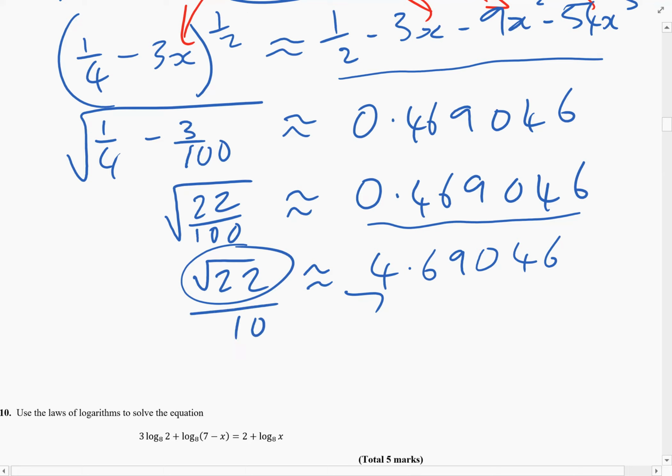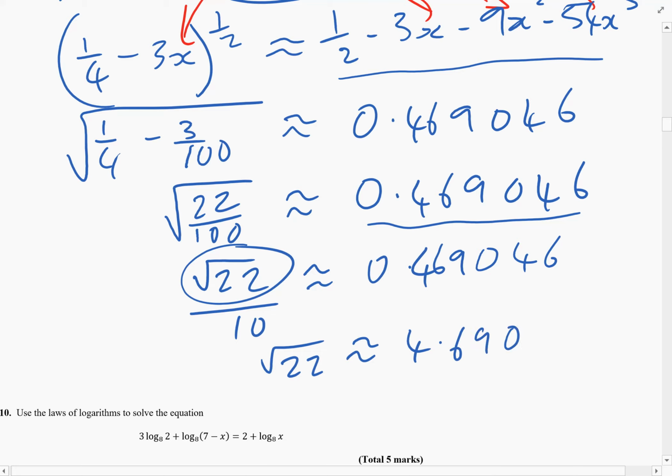I messed that up, sorry. I should have left this as it was, I think, 4690. And so the square root of 22 approximately equals 4.69046. And so it's 4.6905 to 4 decimal places.